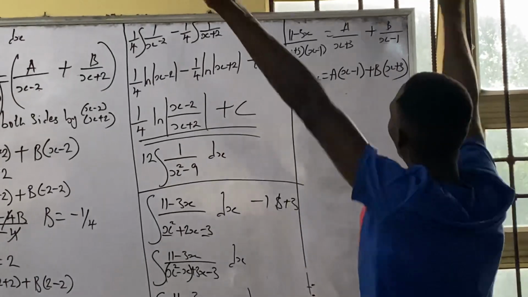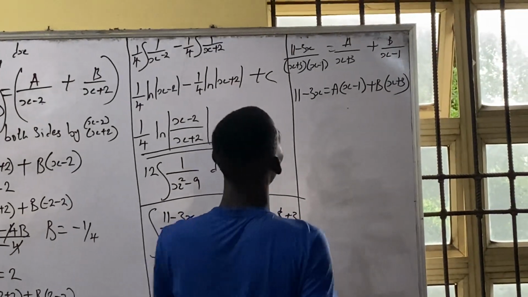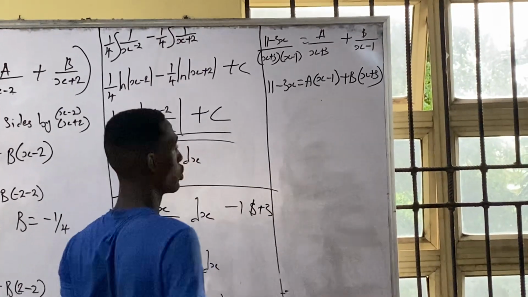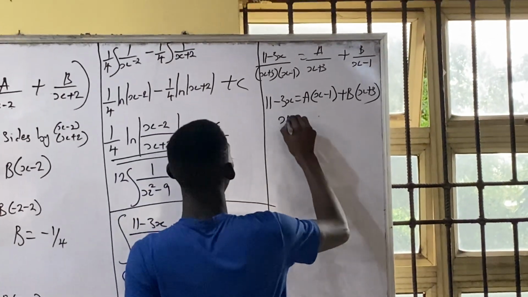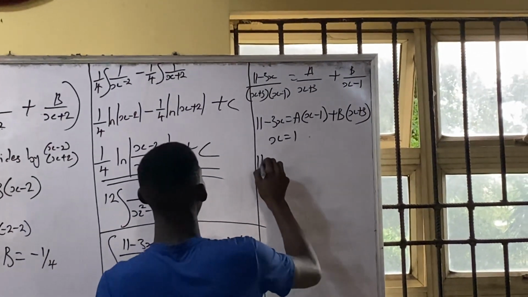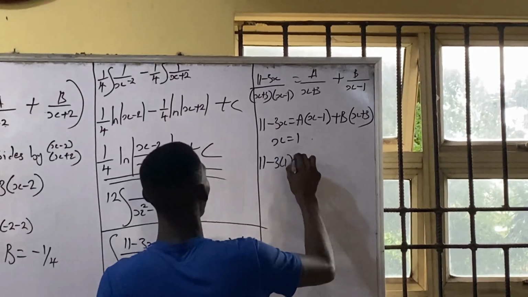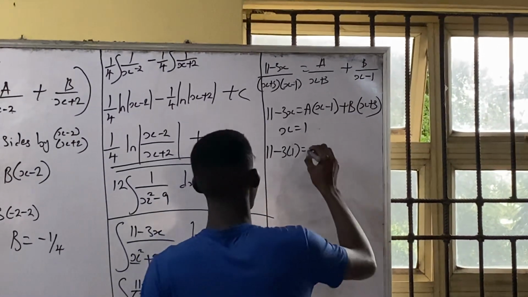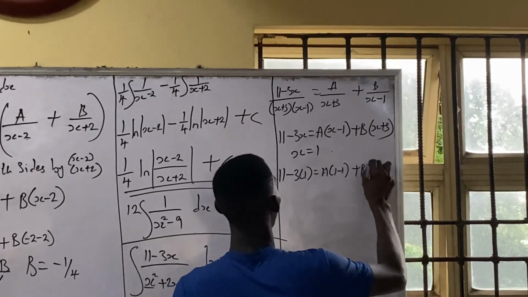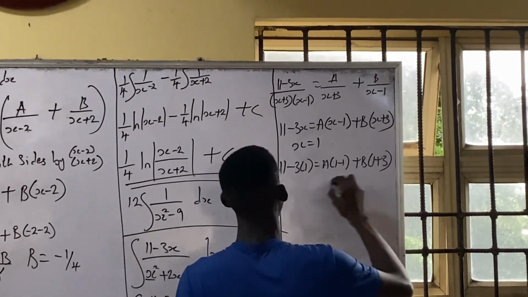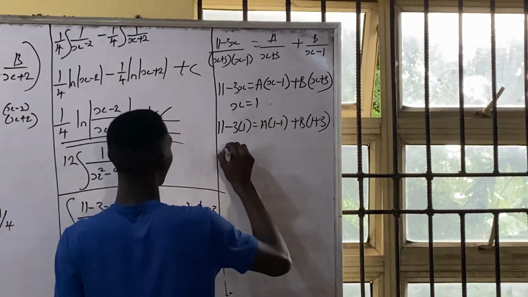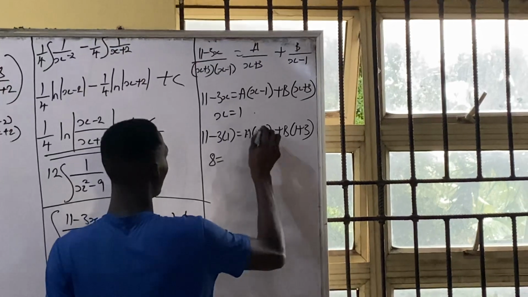Now with that being said, we can now say when our x minus 1 is equal to 0, that will give us x is equal to 1. So once our x is equal to 1, this should be what? 11 minus 3 bracket 1 is equal to a in bracket 1 minus 1 plus b in bracket 1 plus 3. So this will give us 11 minus 3, which will give us 8, is equal to, this is 0.